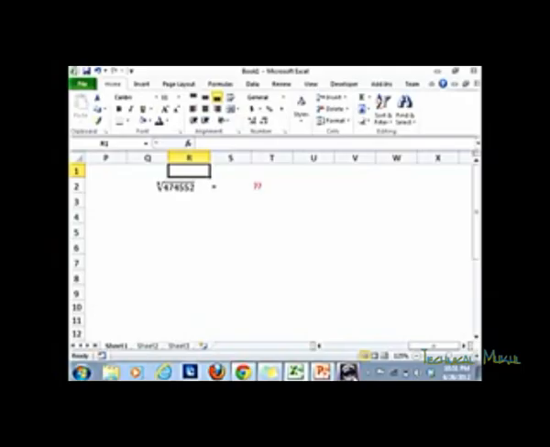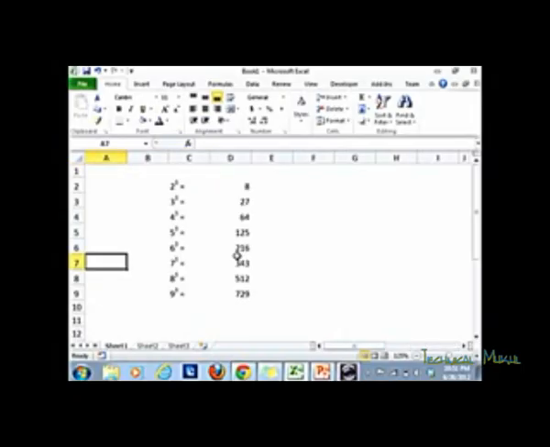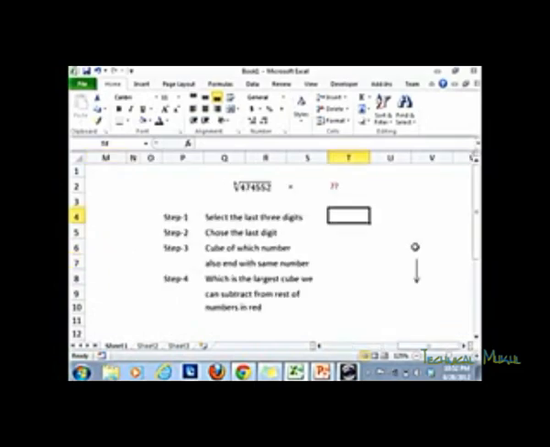Before going further, we first have to look at the table for cubes of numbers from 2 to 9. So here is the table. We have 2 cubed is equal to 8, 3 cubed is equal to 27, and similarly we have 4, 5, 6 and all these cubes here. You need to remember these cubes to get the cube root of a large number.